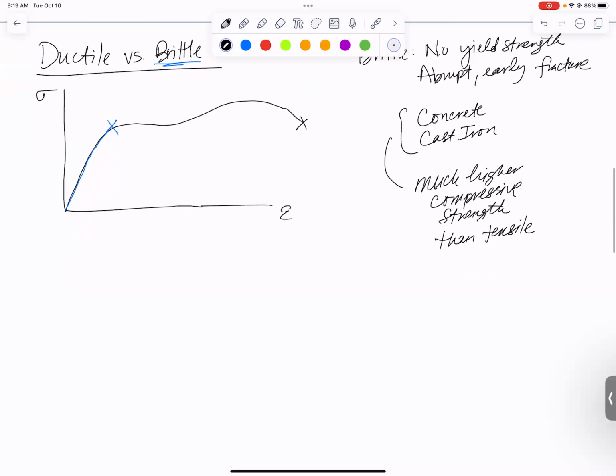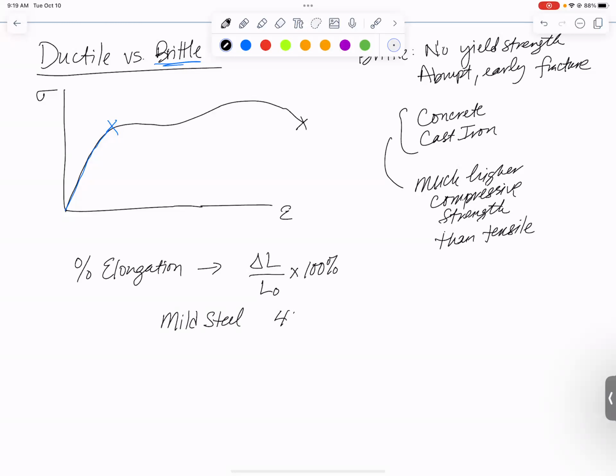And how do we define ductility? We define it by something called percent elongation. So percent elongation, which guess what, is just percent strain. It would be change in length divided by original length times 100%. And for most steels, like mild steel, that percent elongation is in kind of the 40 to 60% range. So you can elongate it quite a bit before it fails. Brittle materials is going to be much smaller than that. Tiny. We're talking less than 1% elongation for a truly brittle material.